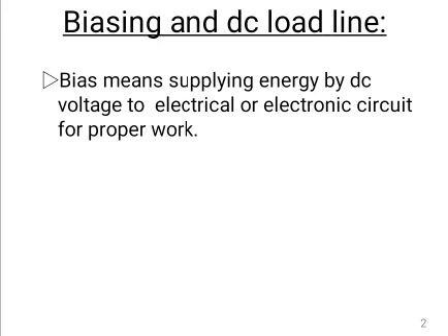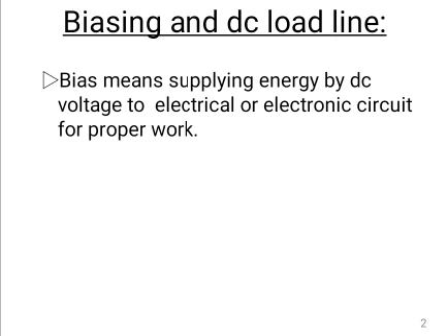Dear students, in this session, I will explain the biasing and the DC load line. For all electrical and electronic circuits to work, they need energy. Thus, energy is supplied by a DC power supply. Bias means supplying energy by DC voltage to electrical or electronic circuits for proper work.